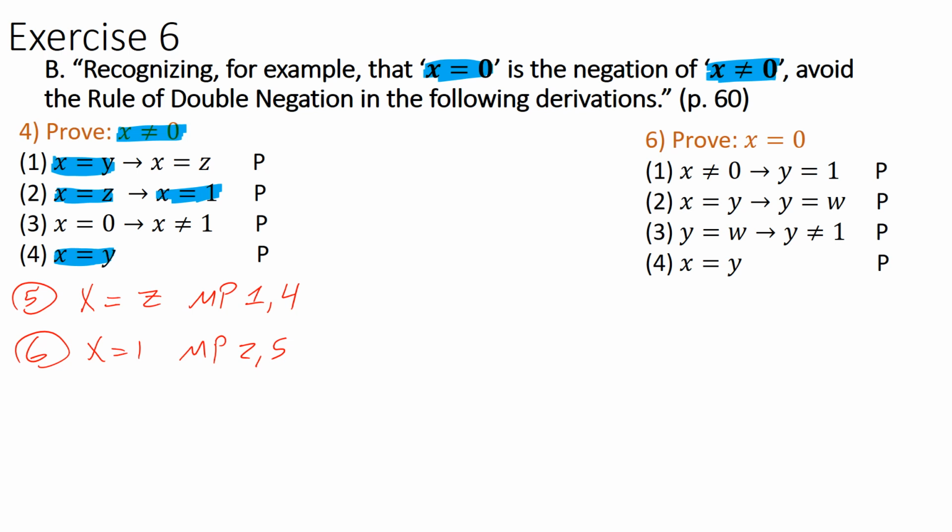But notice that x equals 1 contradicts x is not equal 1, and through modus tollens we can get x is not equal 0. So for line 7, therefore x does not equal 0 by modus tollens with lines 3 and 6.